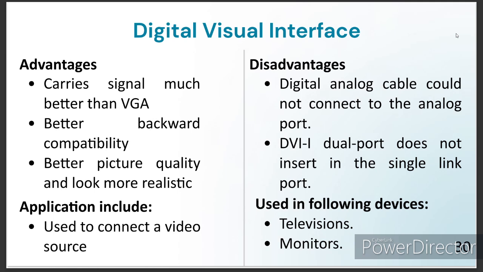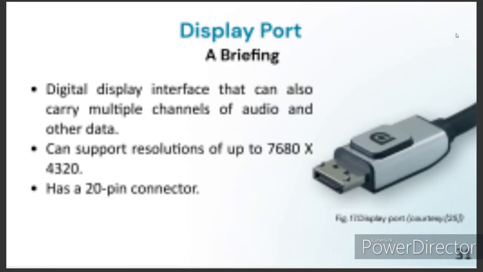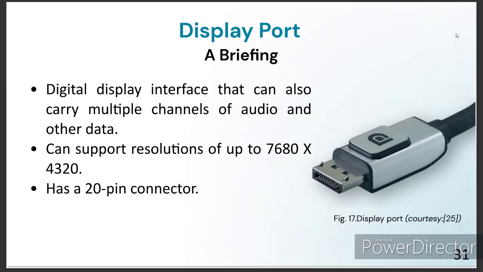Advantages. Carries signal much better than VGA. Better backward compatibility. Better picture quality and looks more realistic. Applications include used to connect a video source. Disadvantages. A digital to analog cable could not connect to the analog port. A DVI-I port does not insert in the single link port. Used in the following devices: television, monitors.